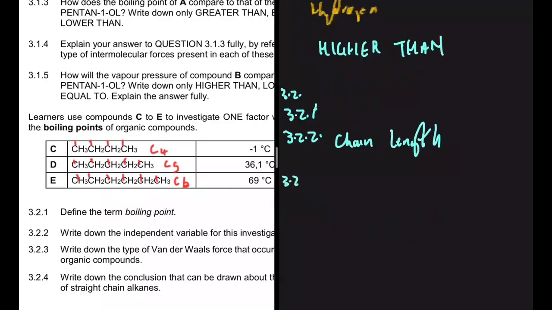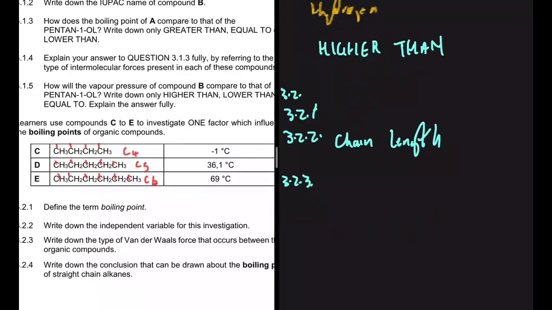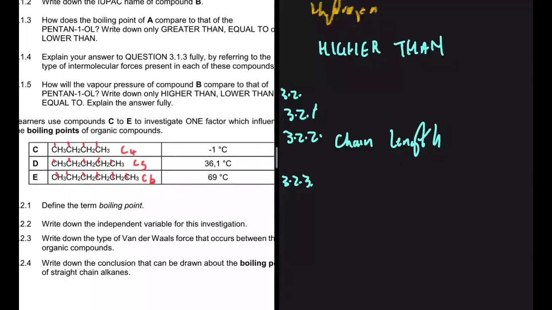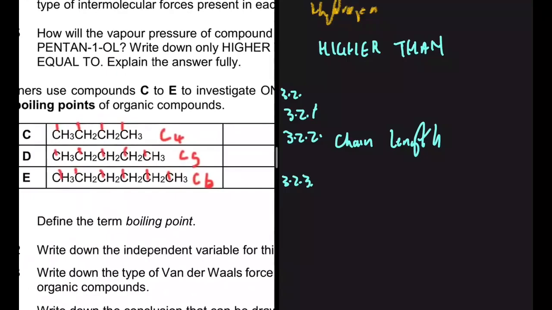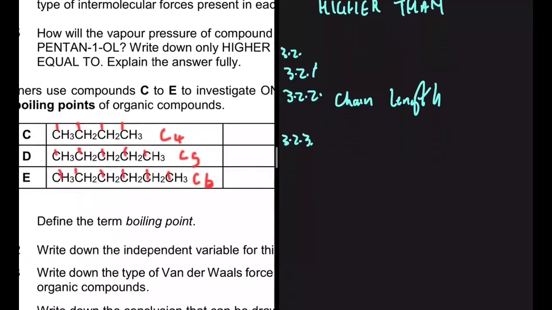And 3.2.3, write down the type of van der Waals force that occurs between these organic compounds. So these organic compounds are all alkenes, right? Well, you can draw compound C fairly quick by saying C, 1, 2, 3 hydrogens, and then another carbon with 2 hydrogens, another carbon with 2 hydrogens, and the last carbon with 3 hydrogens. The same thing with compound D and E, they're all alkenes.